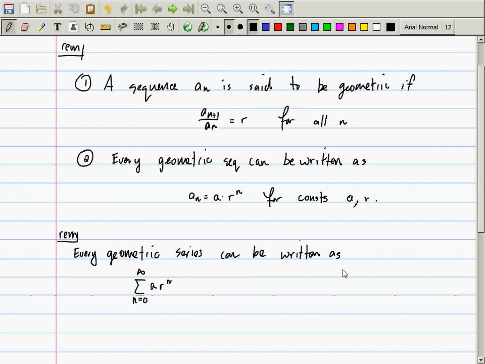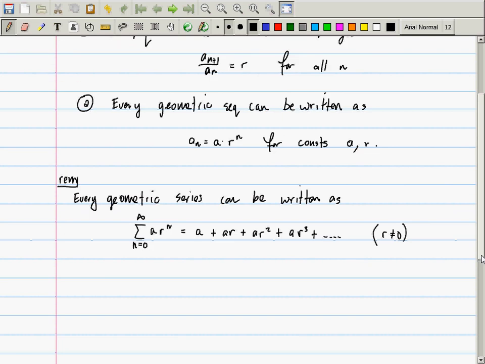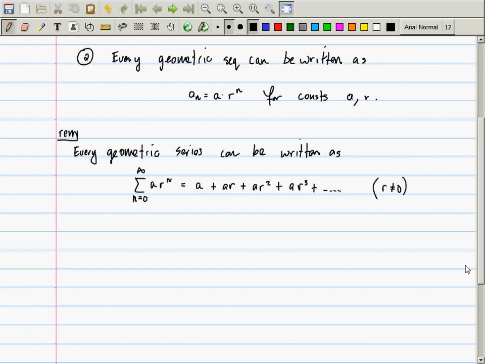So there are two cases. The book says that if r is zero, then that's not a geometric sequence, and this is not a geometric series. In any case, the case where r is zero is trivial, because the sum is zero. What this is understood to mean is a plus ar plus ar squared plus ar cubed plus etc., assuming r isn't zero. Every geometric series can be written as such.